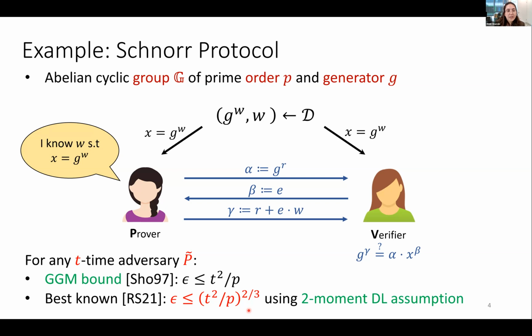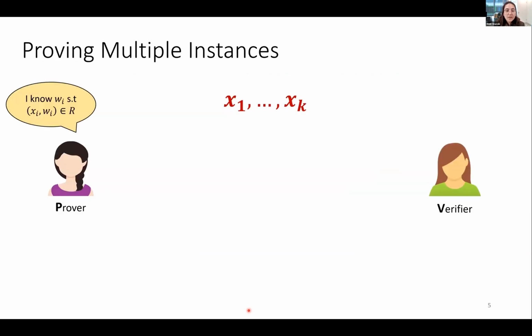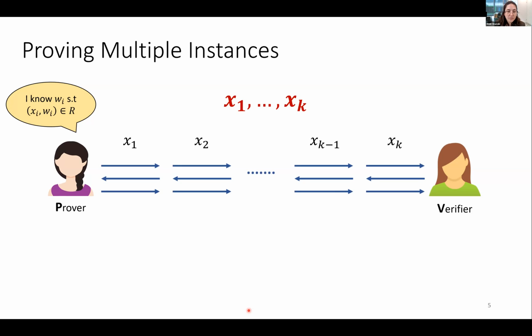So now that we have a proof of knowledge for a single instance, what if we wish to convince knowledge for multiple instances? Now both the prover and the verifier hold k instances x1 to xk, and the prover wishes to convince the verifier it knows all corresponding witnesses. The first trivial solution is to invoke the original protocol on each one of the instances separately, which can be done in parallel. However, this leads to a factor of k in the communication complexity of the protocol.